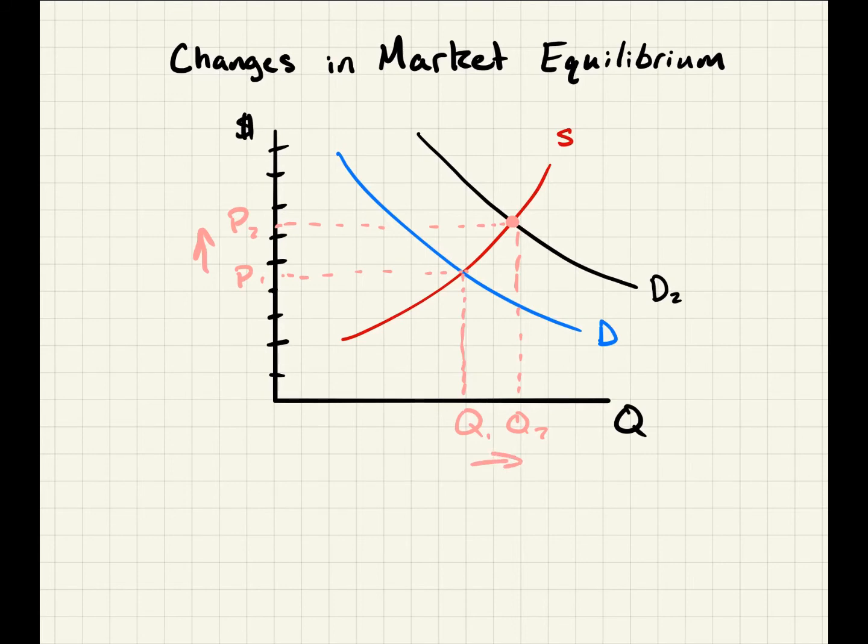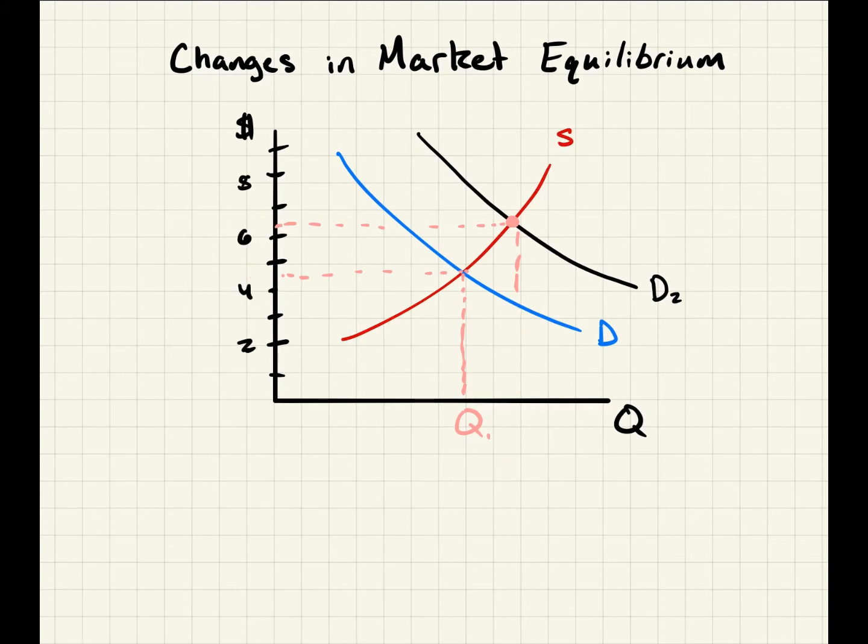Okay, now please note this change in demand, because the whole curve shifted, caused a change in quantity supplied. Okay, so that this change right here is not a change in supply. There's a change in quantity supplied from Q1 to Q2, but there's not a change in supply, there's a change in demand, right?